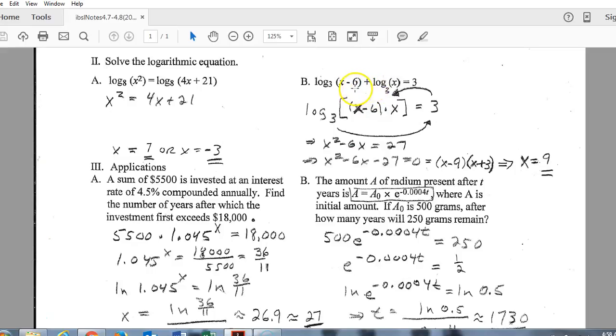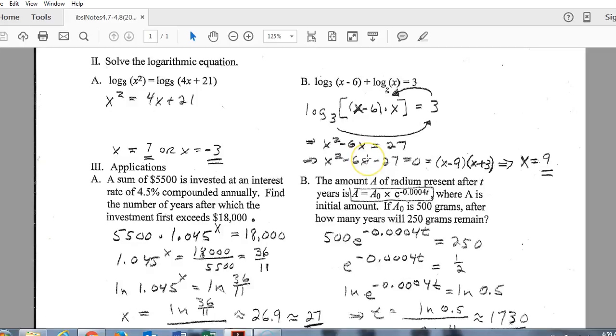Again, here's a case where we got 2 different logs, so we want to combine those into a single log. So in this case, because it was addition, we combine them to a single log through multiplication. So we're multiplying the x minus 6 times x to get this statement that you see right here for line 2. Now we're just changing forms. So it's in log form now. We're going to put it into exponent form. So we have our base of 3 to the 3rd power would equal this. And so that's what you're seeing right here on the next line. So that takes it out of log form and puts it into exponent form. And now we get an equation that we can solve.